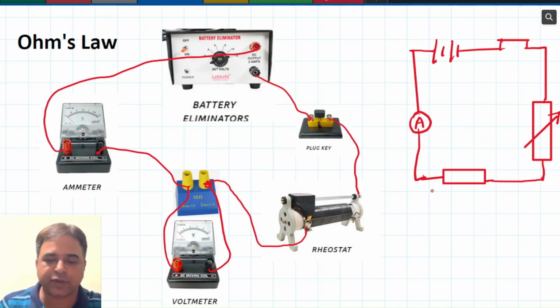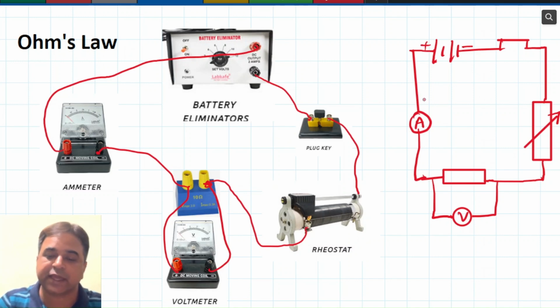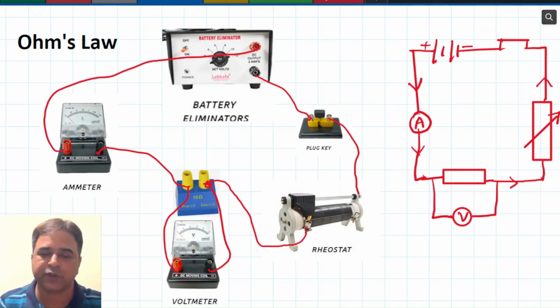Now one component is still missing. What is that? Voltmeter. But voltmeter is connected parallel. So this is the symbol for voltmeter. We are connecting it parallel to this. So this is how you can draw the circuit based on the given diagram. This is showing positive terminal, this is negative. This is how you can show the direction of electric current, which is conventionally taken as positive to negative. So this is the diagrammatic representation of the Ohm's law circuit.